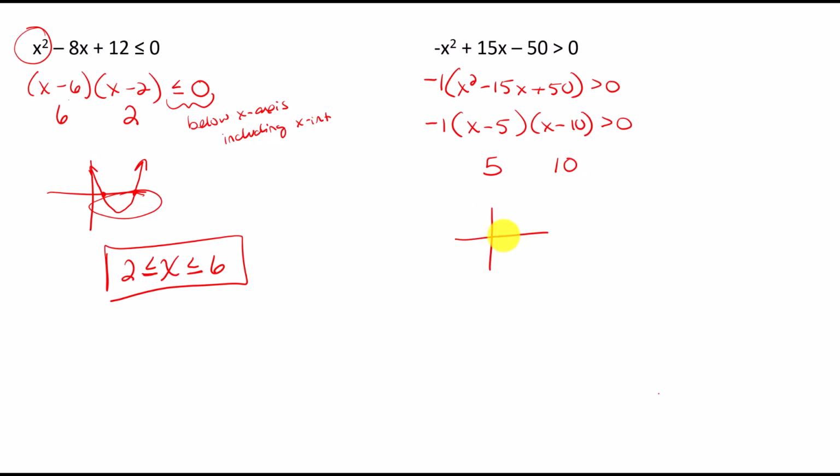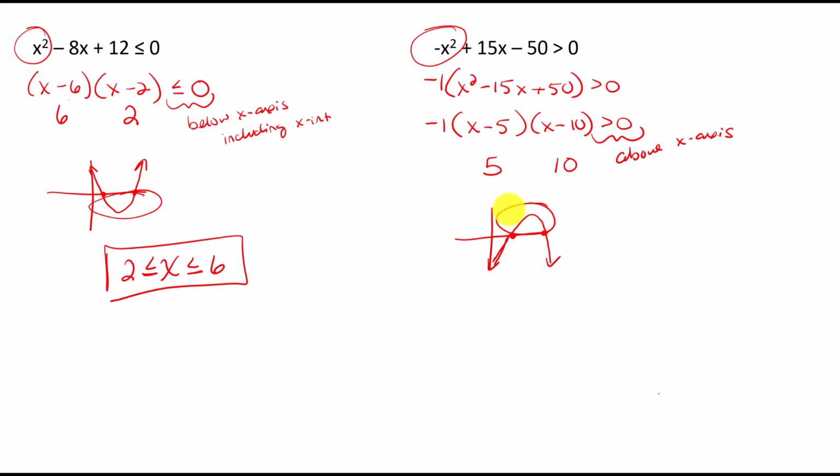So my graph is going to look like this. Let's say 5 is here and 10 is here. This is negative, so my graph opens down. Okay, this is my graph, and then I want to find where the graph is above the x-axis, or where my y values are positive.